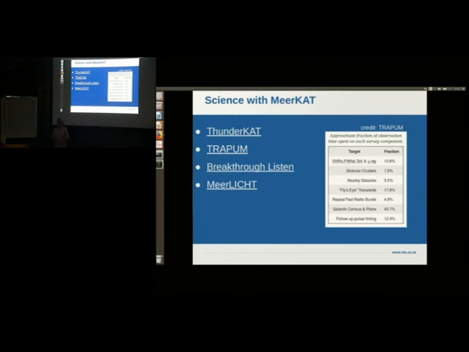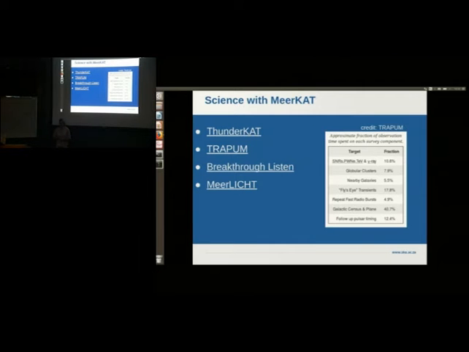ThunderCat is the hunt for dynamic and explosive radio transients with MeerKAT. They study high-energy astrophysical processes which emit radio transients in radio bursts. Amongst other sciences that they want to explore, here are just a few: galactic jets from accreting objects. They are looking for radio counterparts to X-ray binaries, and they're also looking at supernovae and gamma ray bursts. Then TRAPUM.